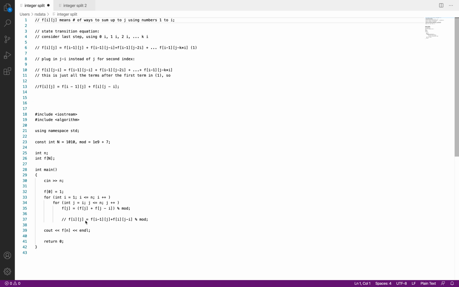However, observe that this particular two-dimensional array can be simplified to just one dimension. F[j] equals F[j] plus F[j-i], because this F[j] is actually calculated in the i minus 1 loop, so it can be simplified this way. And then the final answer is just F[n]. So this is the first way of considering this integer split problem.